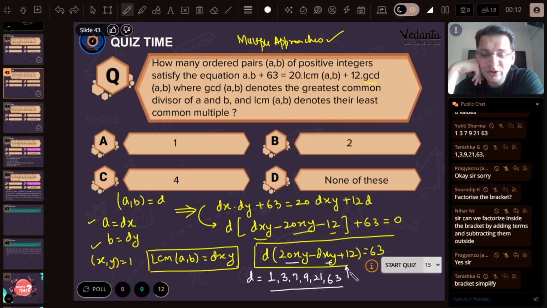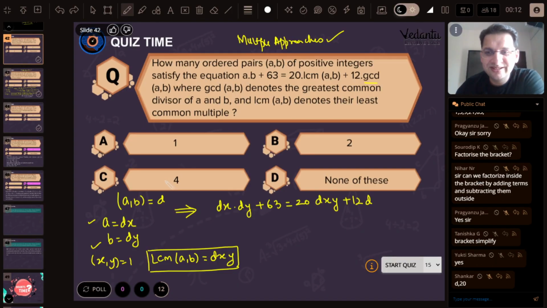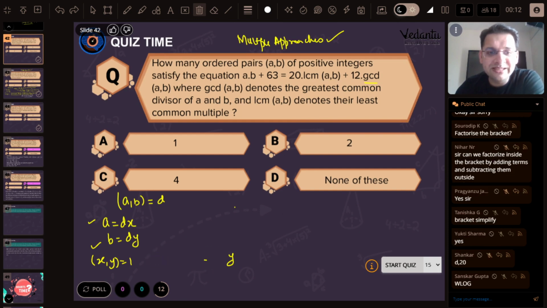So in these cases, you don't have to always go and carry on. Think of something else. Can you think of something else? This method is clearly not working. Normally, whenever GCD is given, you start with this, as I've told you. But again, this method is lengthy.